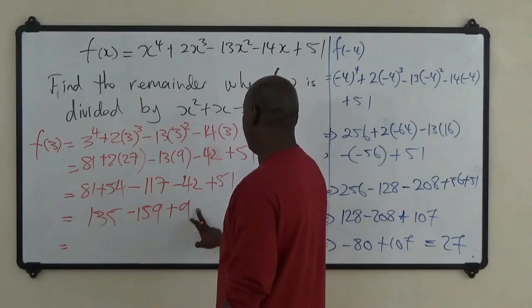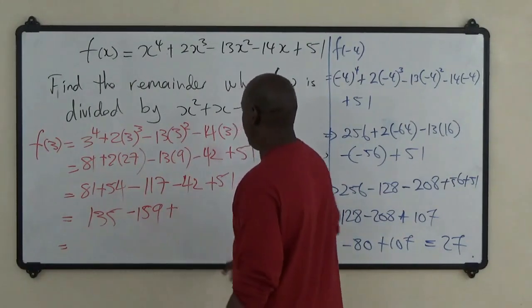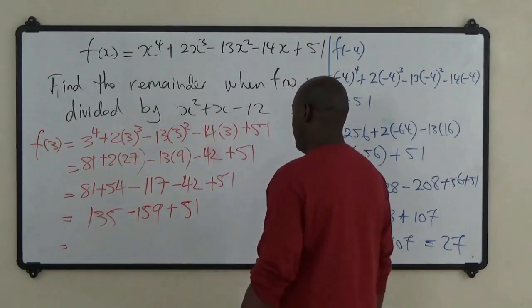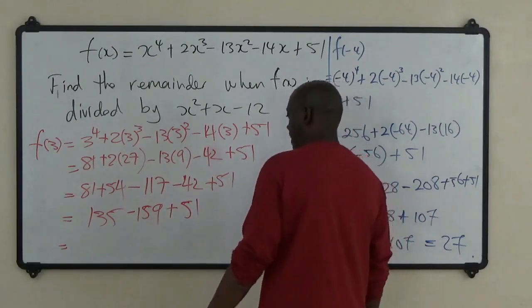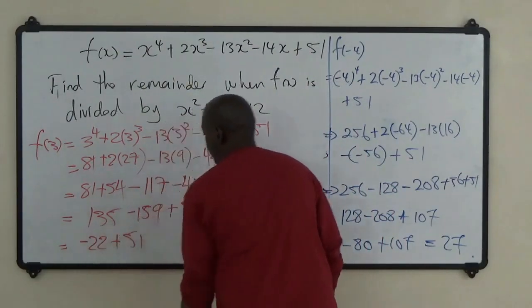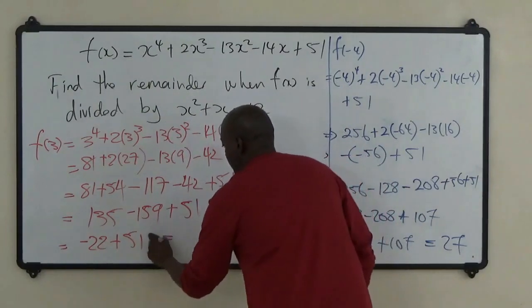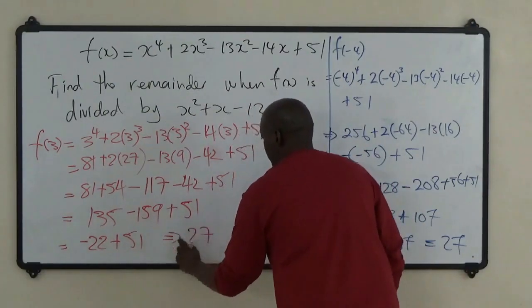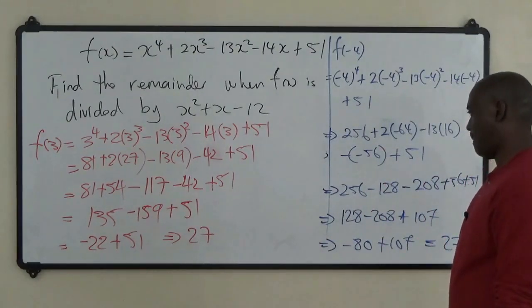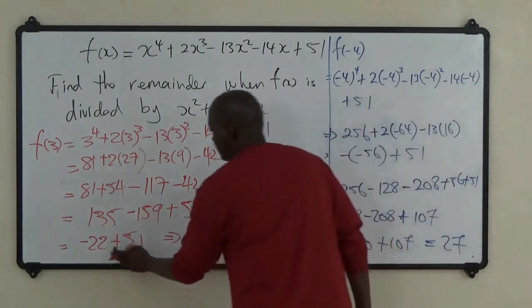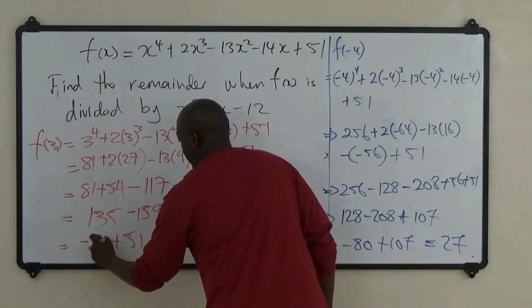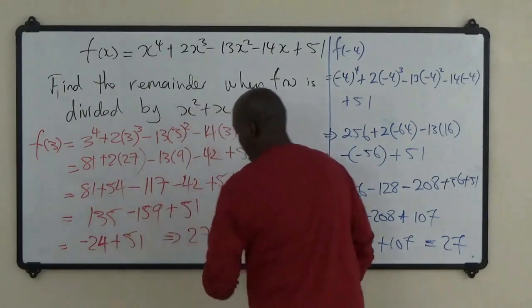So this is supposed to be 51 here, and this would be minus 24. Plus 51. 51 minus 24 is 27. So it's minus 24, sorry, my mistake. 51 minus 24 is 27.